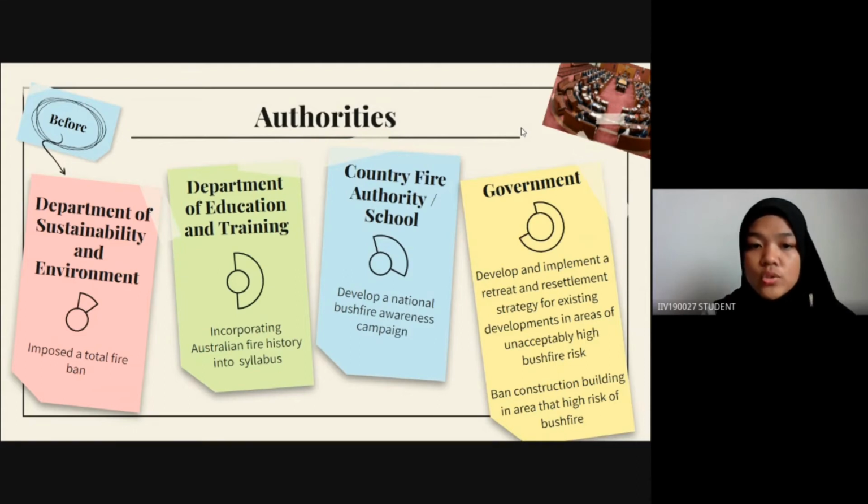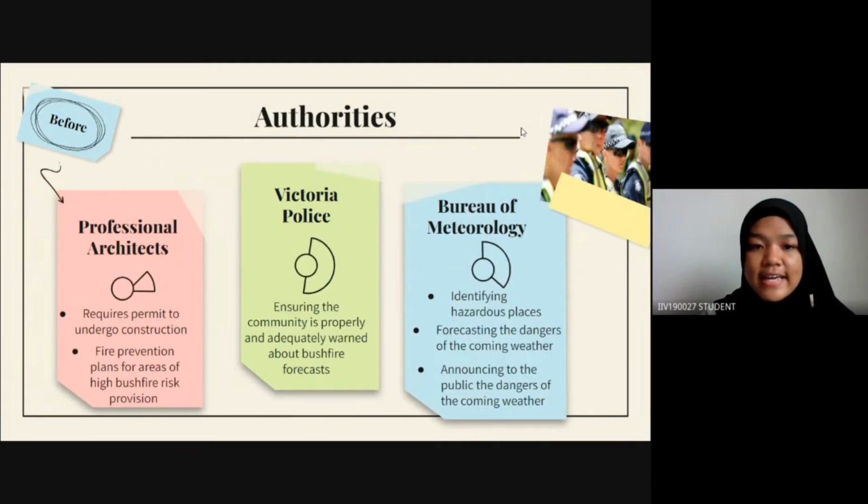The government should implement a retreat and resettlement strategy for existing developments in areas with high risk of bushfire. Professional architects should be required to have a permit to undertake construction and provide fire prevention plans for areas with high bushfire risk as a precaution. And then Victoria Police must ensure the community is properly and adequately warned about bushfire.